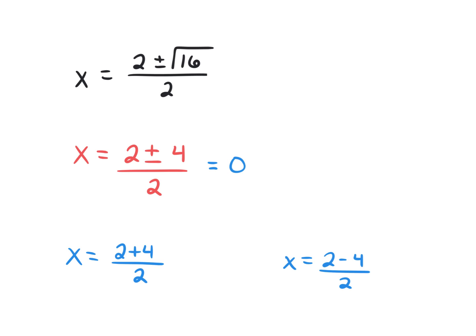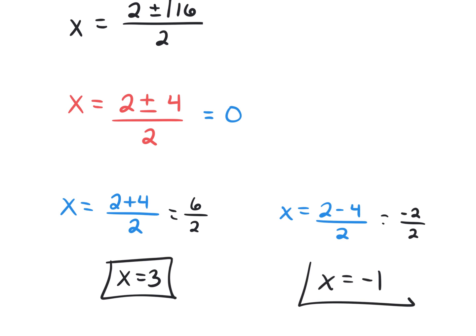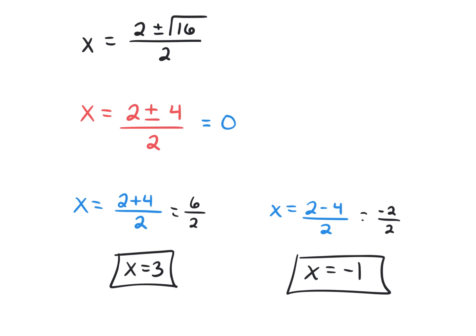So on this one right here, what is 2 plus 4? 6 divided by 2 is 3. So we get x equals 3 for one of them. On this one, what's 2 minus 4? Negative 2 divided by 2 is negative 1.